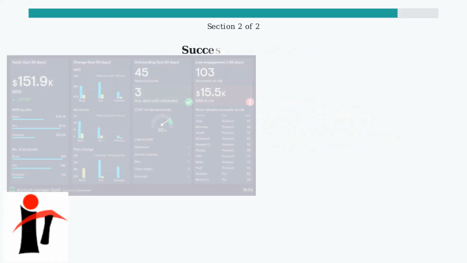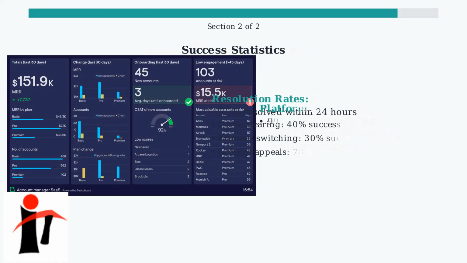Current statistics show promising resolution rates. 85% of Claude disabled errors resolve within 24 hours using standard troubleshooting, with high success rates across different fix methods.